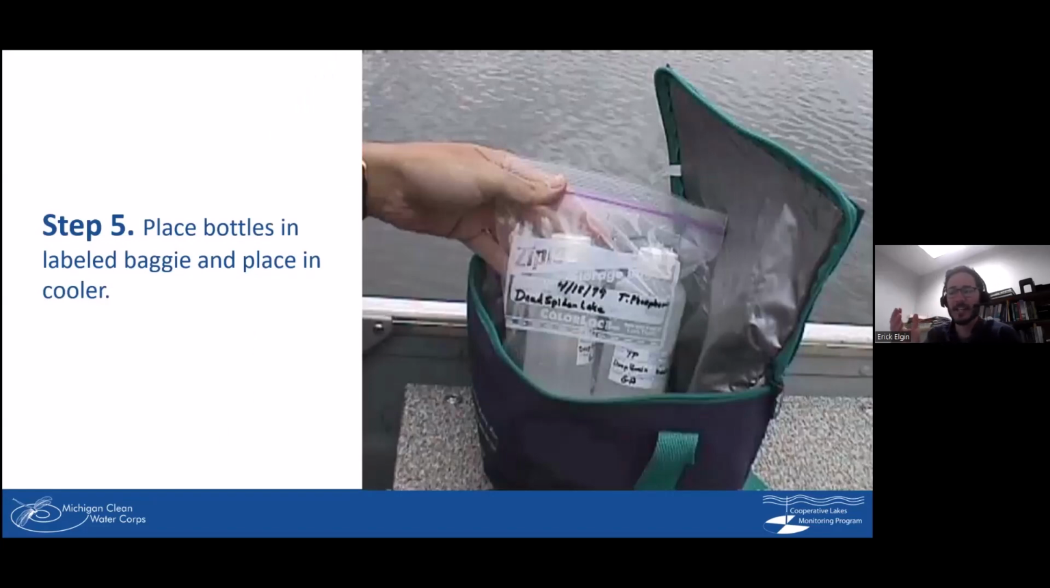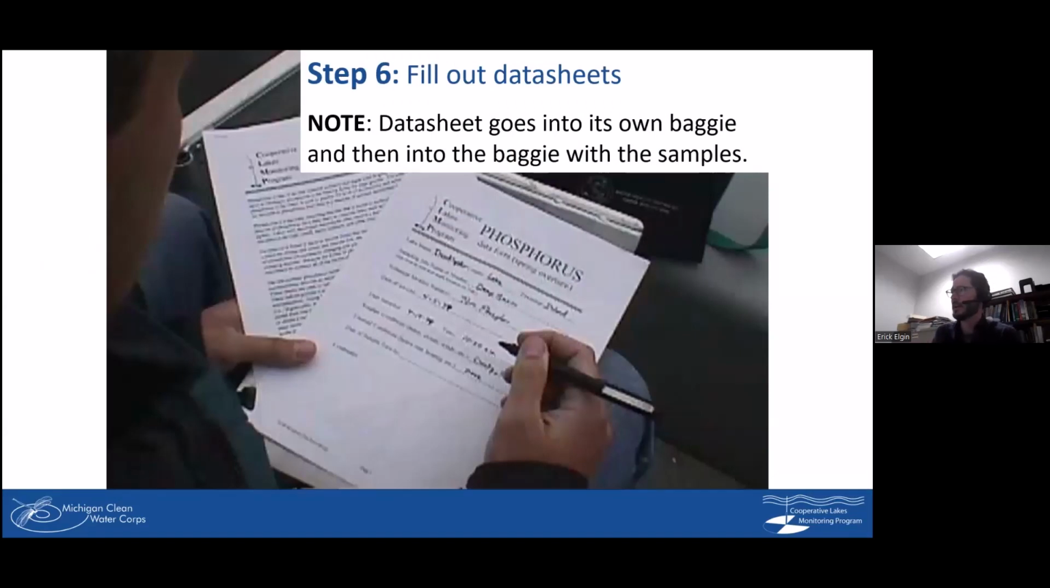Place the bottles in a labeled bag. So you have a Ziploc bag, zip top bag, write the lake name, date, phosphorus, place it in a bag into a cooler. Fill out your data sheets, which I'll show you here in a moment. When you're done, make a copy, fold up that copy and put it in another Ziploc bag.